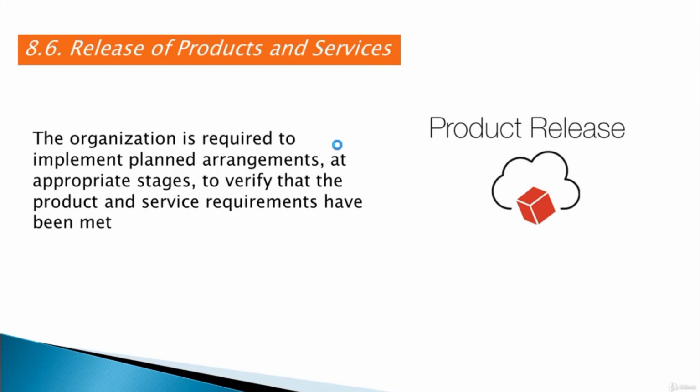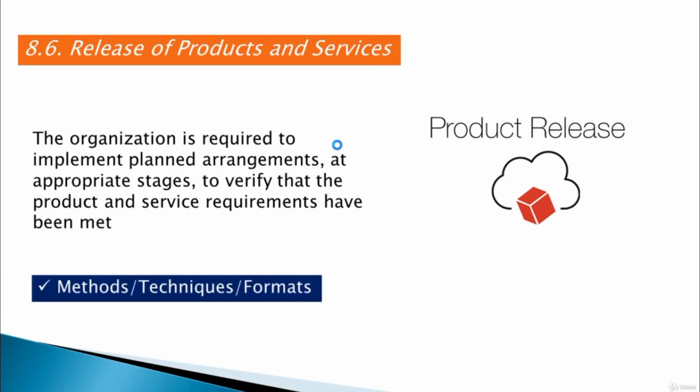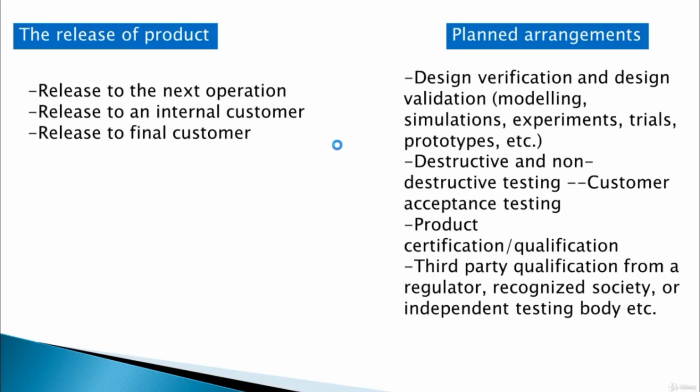The organization is required to implement planned arrangements at appropriate stages to verify that the product and service requirements have been met. So, the organization must show evidence that a process like methods, techniques, and formats are in place to monitor and measure the characteristics of products to verify that requirements are being met. Now, the release of products or service delivery must not be completed until planned requirements have been met.